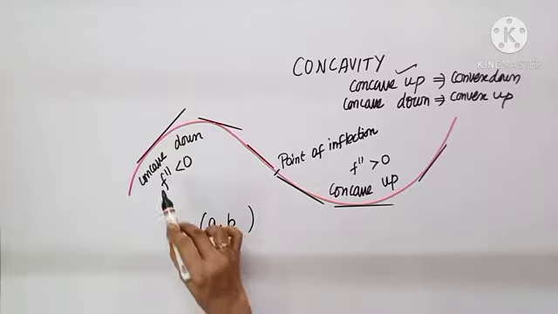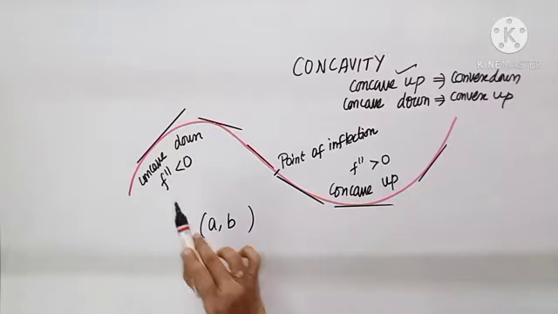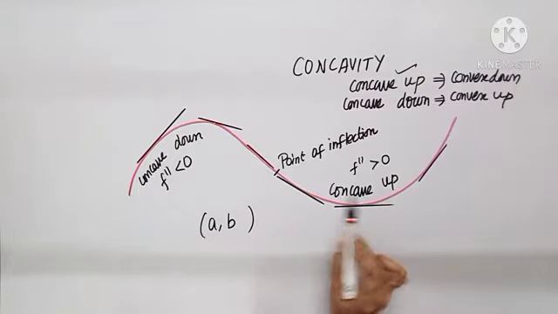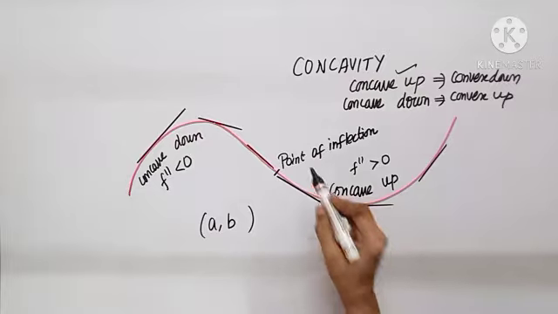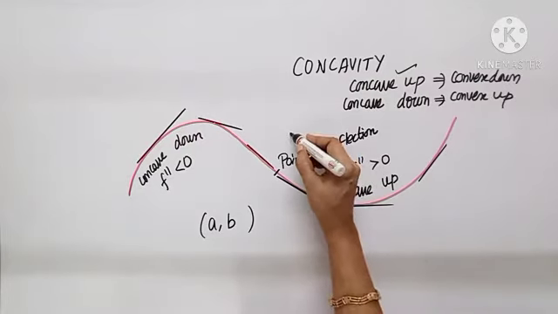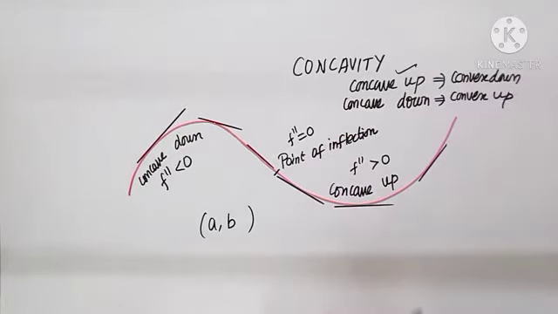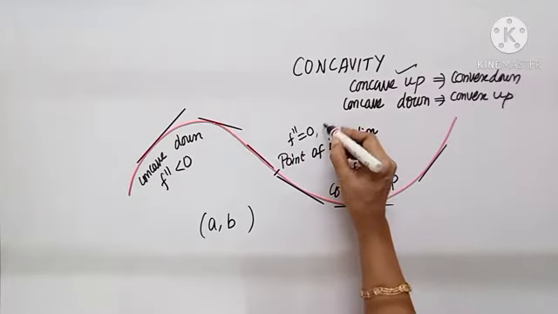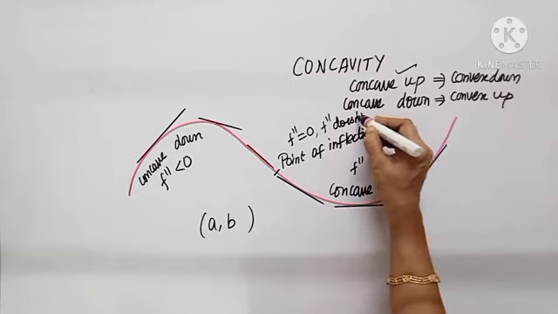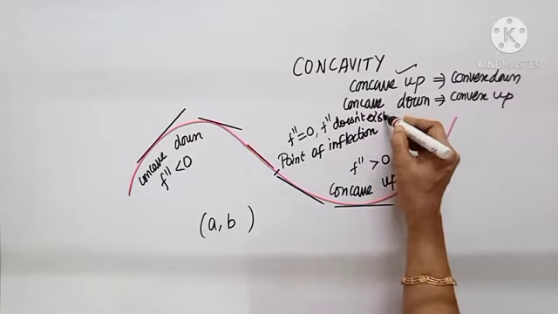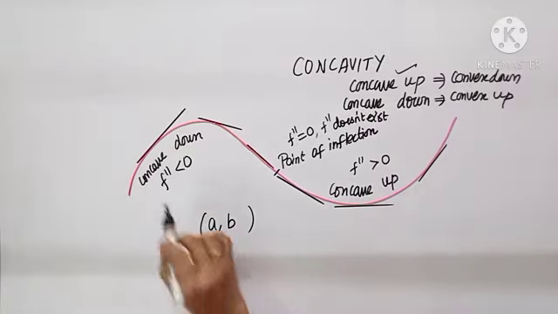And whenever f double dash changes sign from plus to minus or minus to plus, that particular point we call point of inflection. For point of inflection, we can also say f double dash equal to 0. In certain cases, f double dash does not exist also. Even if f double dash doesn't exist, we will get point of inflection. So check the problems properly, finding f double dash.